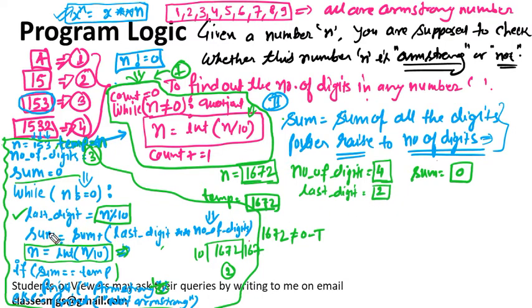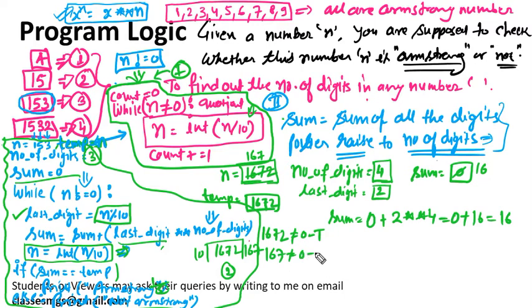So 2, and now the sum value will be calculated. Sum is 0 initially, 0 plus last digit, which is 2, double star number of digits, which is 4. So 2 double star 4 is essentially 16. So the sum value is 16. Now n is divided by 10, then the quotient will be 167 after removing the last digit. So n will become 167. 167 is not equal to 0, condition true again.